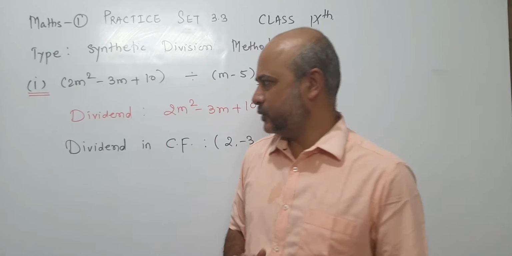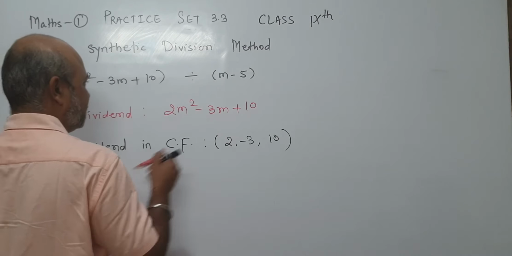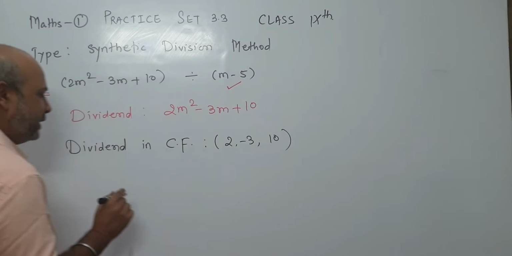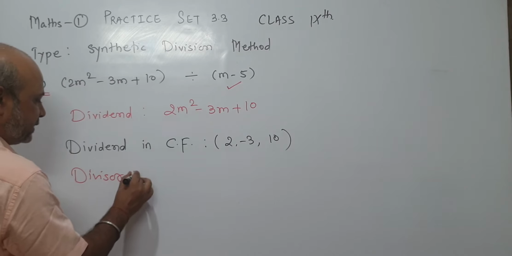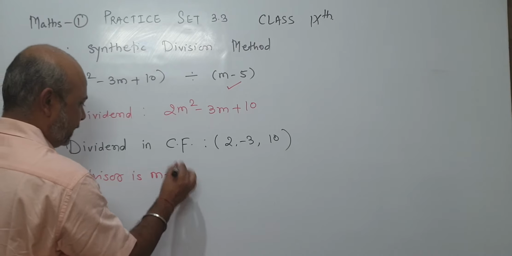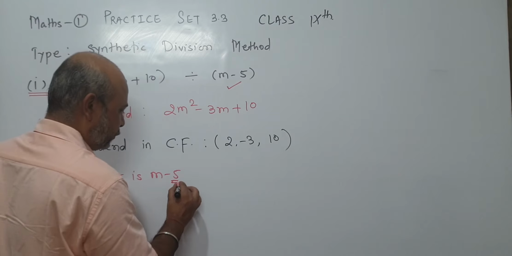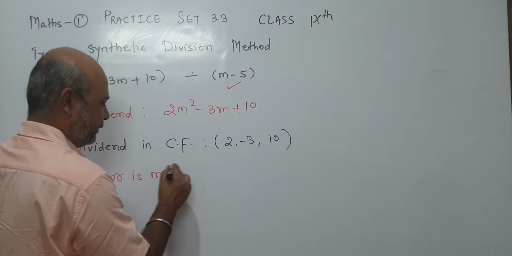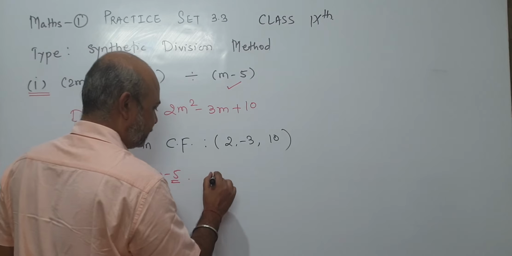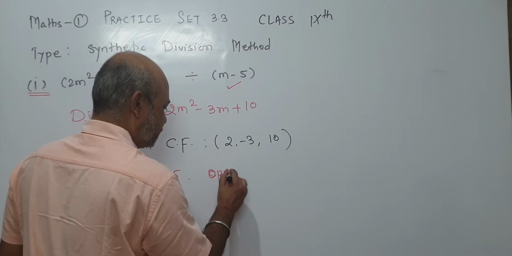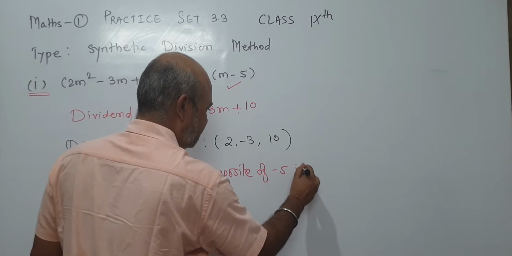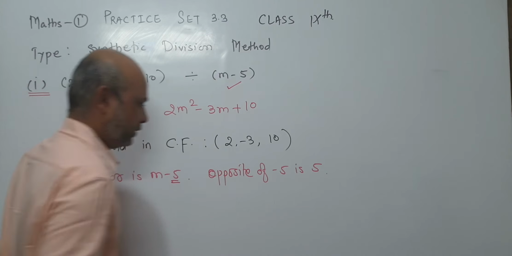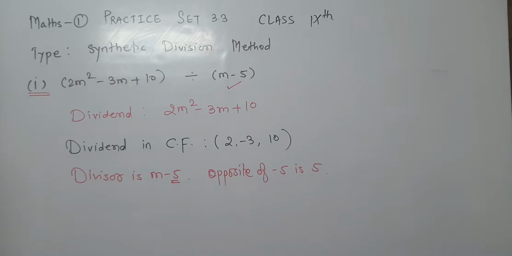Now second step is what? Divisor. What is divisor, student? Here divisor is m minus 5. And what is opposite of minus 5, student? Opposite of minus 5 is plus 5. Clear?